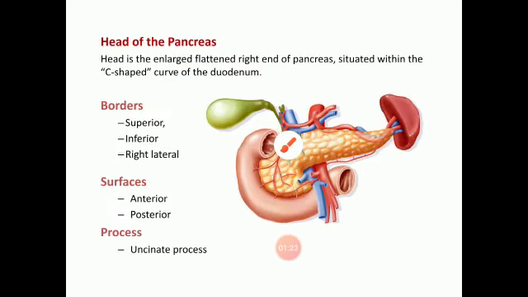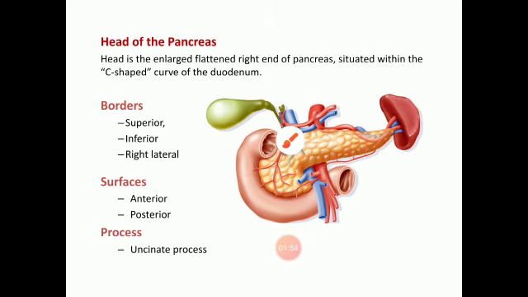Coming to each and every part of the pancreas, first of all the head of the pancreas. The head of the pancreas is the enlarged flattened right end of the pancreas which is situated within the C-shaped curve of the duodenum. It has three borders, that is the superior border, inferior border and the right lateral border. It has two surfaces, anterior and posterior, and one process that is called the uncinate process.